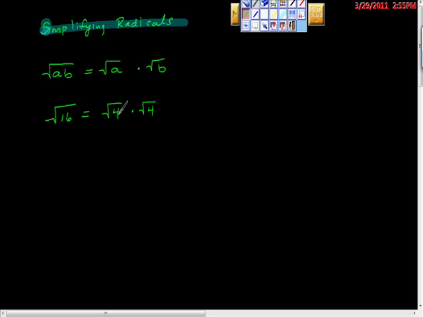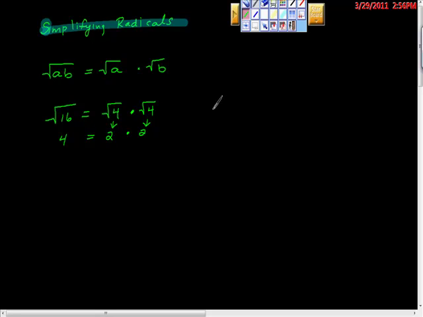Why is that more useful? Because, first off, let's take this thing that we know. What is the square root of 16? It's 4. And the square root of 4 is 2. I'm just doing this math here. And then this multiplication sign is this one. And the square root of 4 is 2. I just simplified that. And it is true that the square root of 16 is 4, and 2 times 2 is 4.